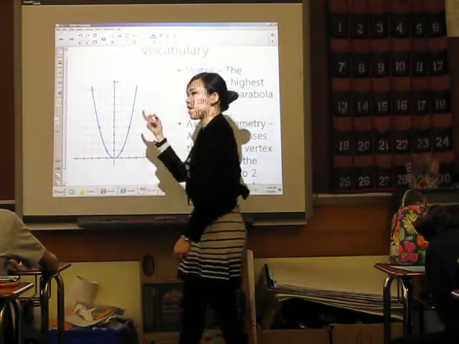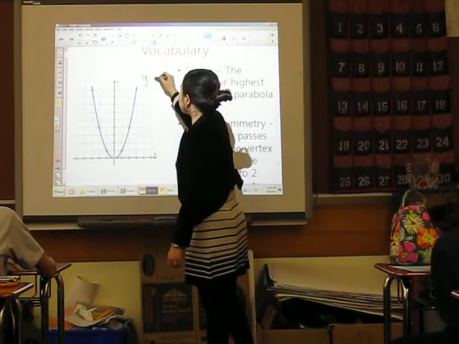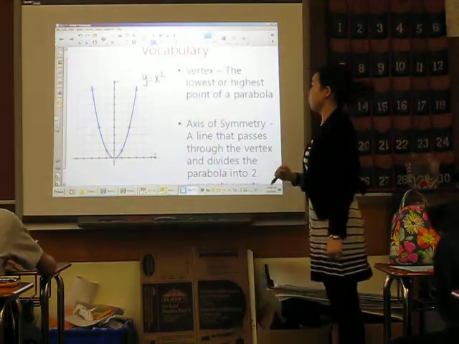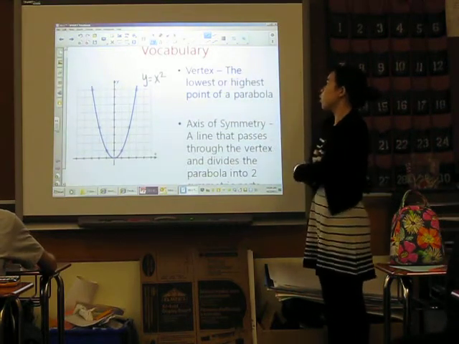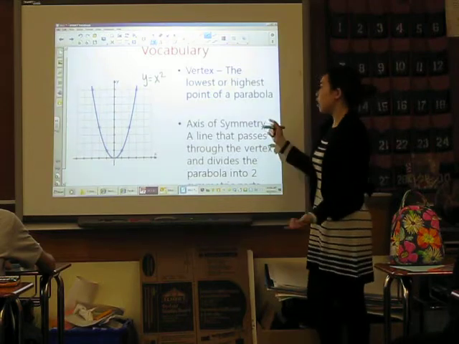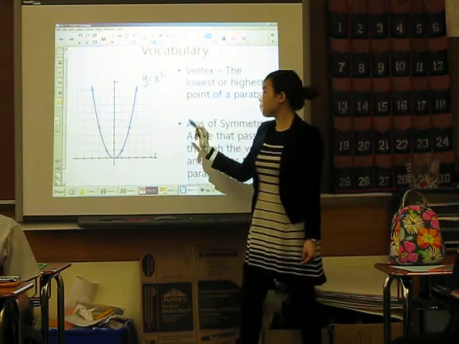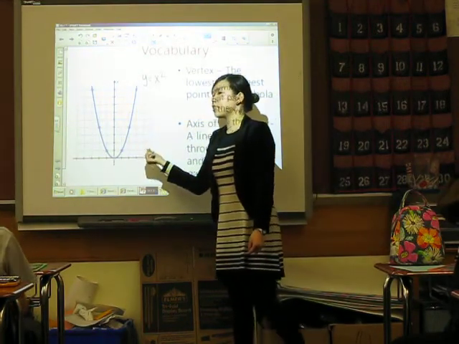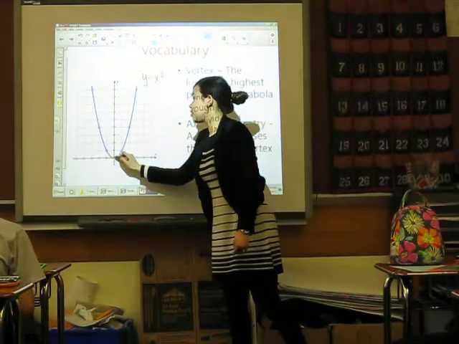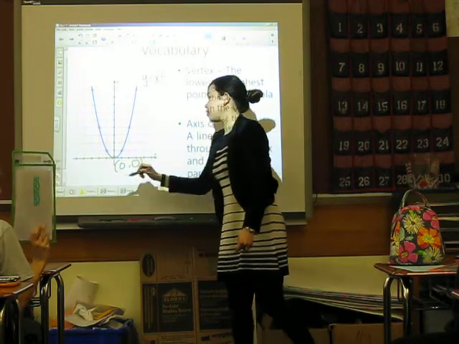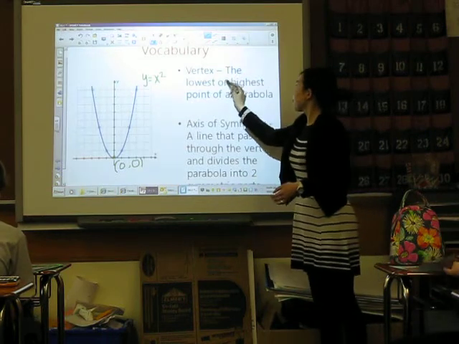So here again we have the parent function y equals x squared. Here's more math vocabulary. One is vertex. Vertex is the lowest or highest point of a parabola. Sam, can you point out which is the vertex in that? The lowest point would be (0, 0). Yes, it will be (0, 0). Sam did a really good job because she said it as an ordered pair, (0, 0), which is the point.